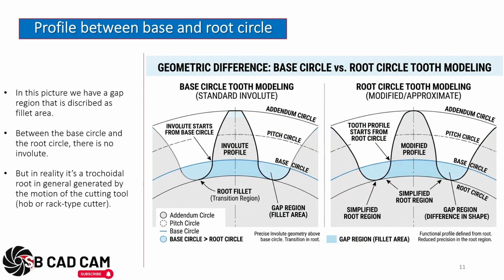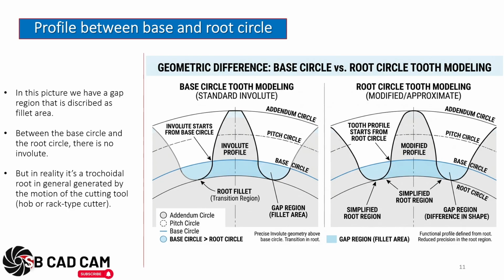Now we will see the profile between the base and the root circle. In this picture, we have a gap region here. They show it, gap region, difference in shape. And here we have the gap region. They call it fillet area. It means that they just draw a portion of a circle here. So between the base circle and the root circle, there is no involute. We can model it by an involute, but it is not really real.